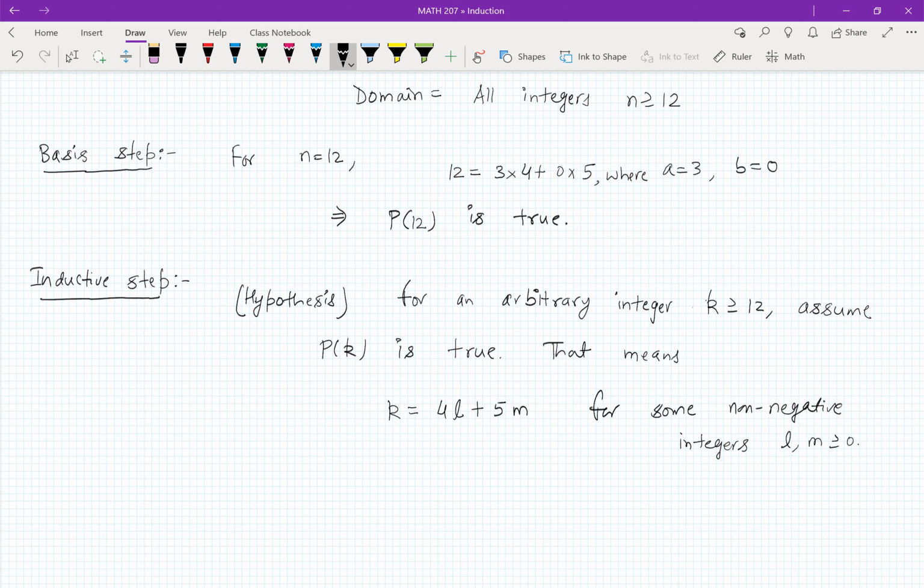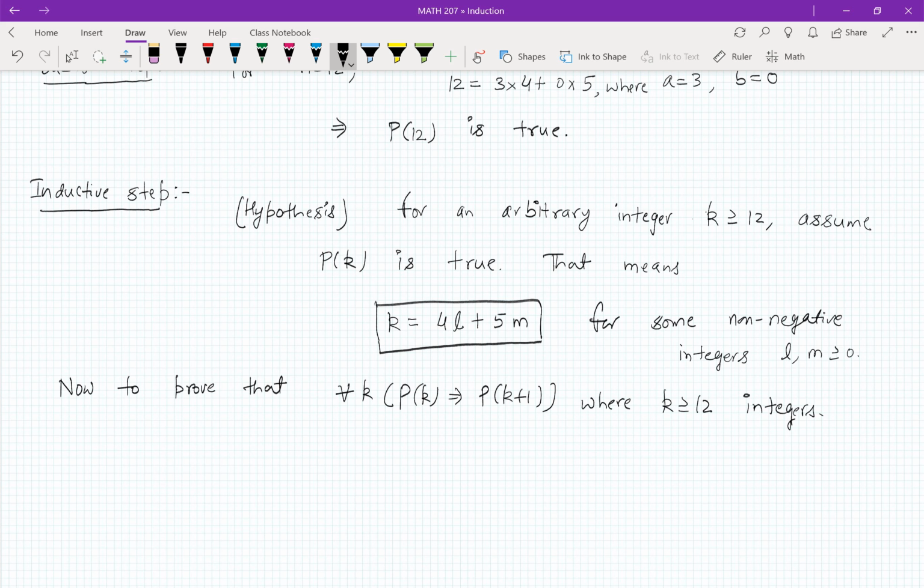In our inductive step, our hypothesis is that for an arbitrary integer k greater than or equal to 12, assume that P of k is a true statement. That means k can be written as 4 times L plus 5 times M, where L and M are non-negative integers. Now we need to prove that for every integer k greater than or equal to 12, if P of k is true, then under this hypothesis, P of k plus 1 is also true.